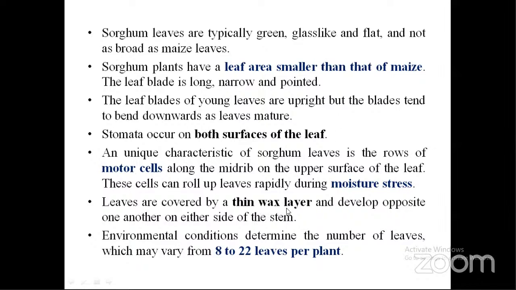And leaves are covered by a thin waxy layer and they develop opposite one another on either side of the stem. Environmental and climatic conditions mainly determine the number of leaves, which varies from 8 to 22 leaves per plant.